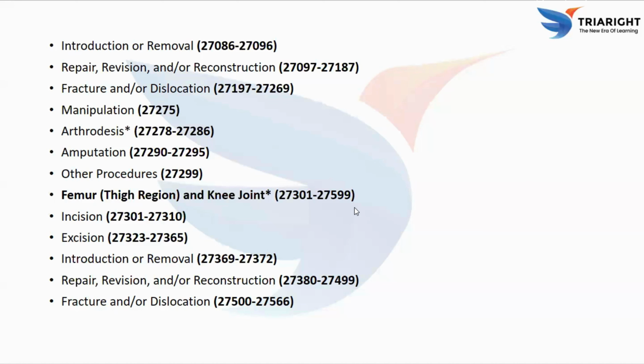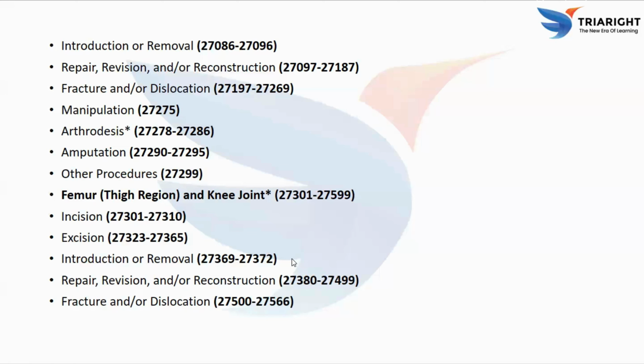The code ranges are 27,301 to 27,599. So this section is only for thigh bone and knee surgeries. So incision involves cutting into tissue to explore or drain the femur bone and knee joint. For example, draining infection, exploring the knee joint. Excision, for example, is cutting and removing part of the thigh bone or knee joint bone. Introduction or removal is inserting or removing devices, especially in the femur or knee.